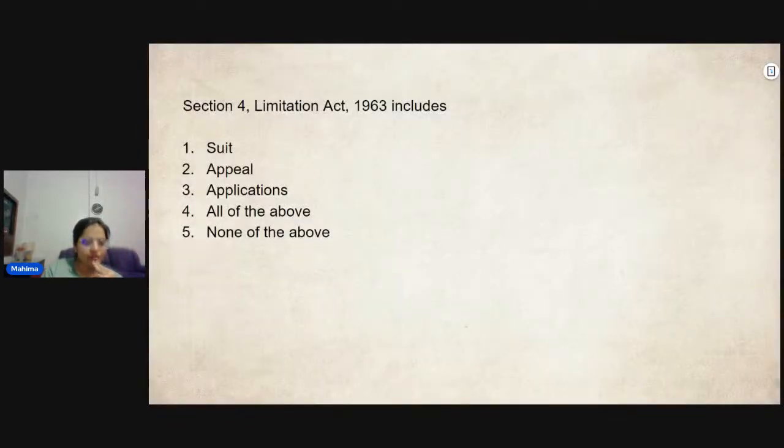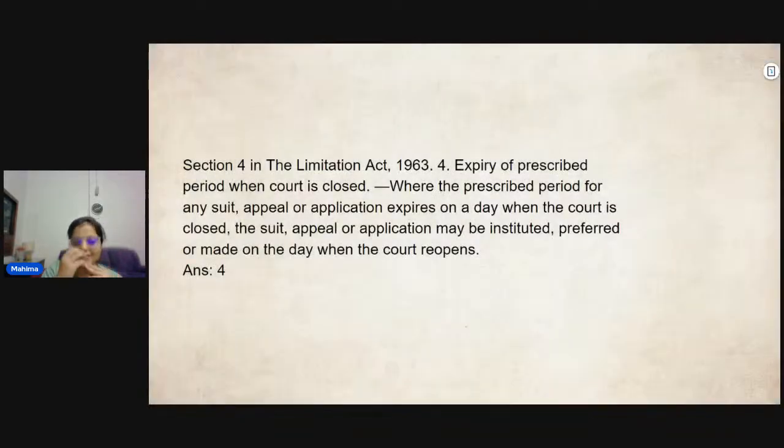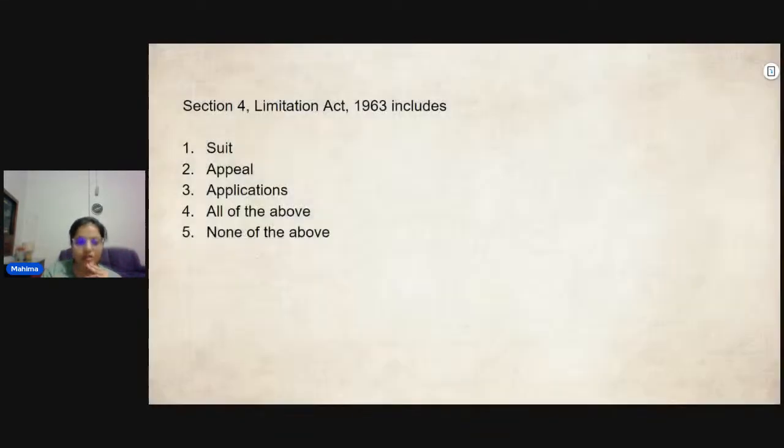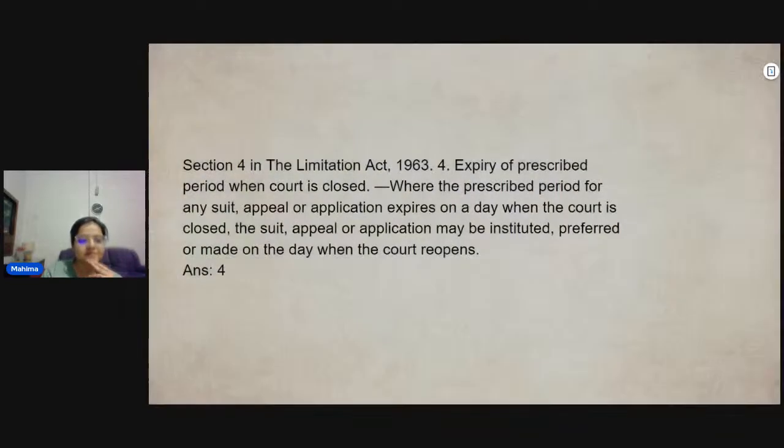Section 4 of the Limitation Act includes suits, appeals, applications, all of the above, none of the above. Okay, I am not able to see it. Yes, the correct answer is option number 4. It applies to all of the above.